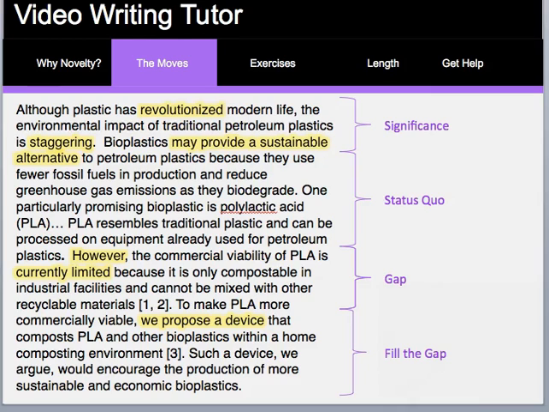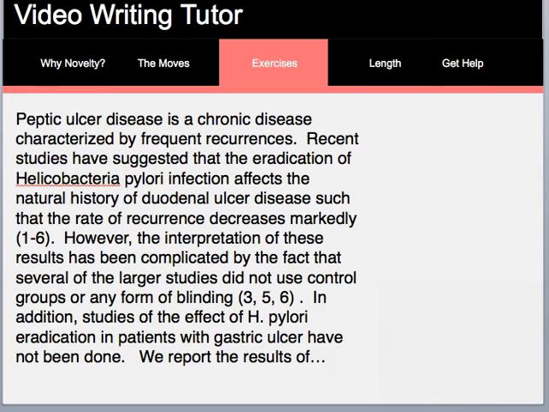Then lastly, we get filling the gap. To make PLA more commercially viable, we propose a device. So this is filling the gap. And at this point, we're really primed to hear more about this project because the first three moves have set us up so nicely. So hopefully you can see how this follows, for those of you who know the reverse triangle approach, that kind of broad to narrow. As we lead our readers through these different moves, we get more and more narrow as we're talking about our specific contribution. So what I want you to do now with this next example is take a look, and again, pause your video and see how you would annotate these four moves onto this example.